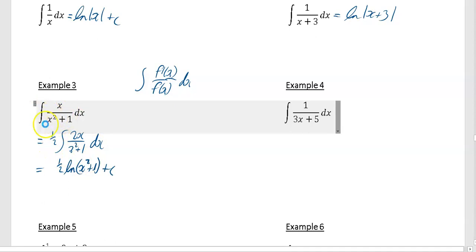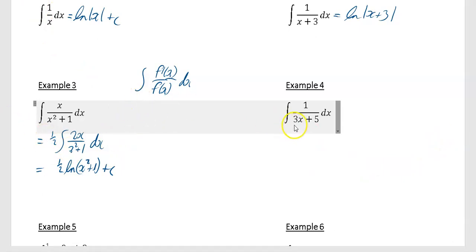So let's just look at what we've done here. It wasn't quite in the form f dash of x over f of x, so just force it to be in that form. And then you have to adjust the constant outside so that this line is still the same as this line. Okay, example 4.